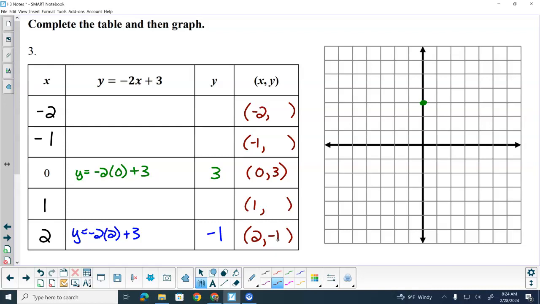Agree? 2 directions, 2 numbers to get to the point 2, comma, -1. The directions are left, right, up, down. So I want to plot this point. How do I get there? From the origin. Right 2, down 1, and I put a dot right there. Love it. Okay?